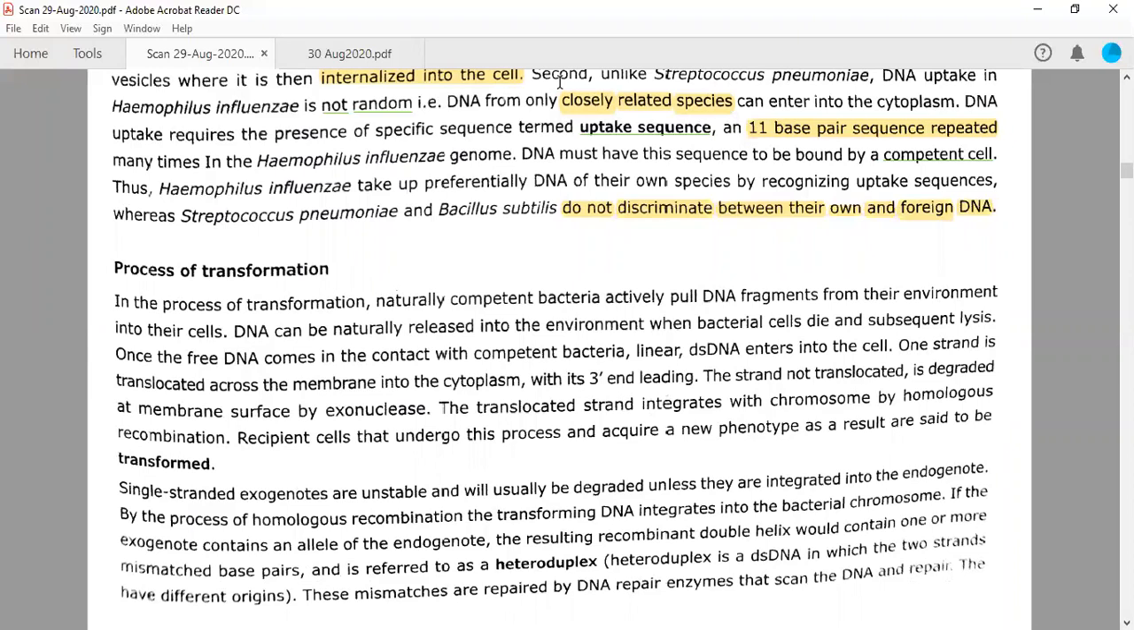There are many terms we have encountered up to here. So merozygotes, for example, which is a partially diploid condition, exogenote, endogenote, transformation, uptake sequences, competence factors. So you need to remember these terms. If you remember these terms, you need not remember the complete theory if you understand these terms better. Okay.